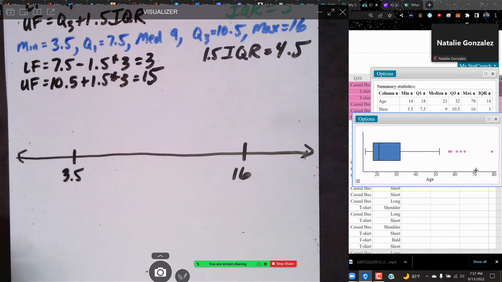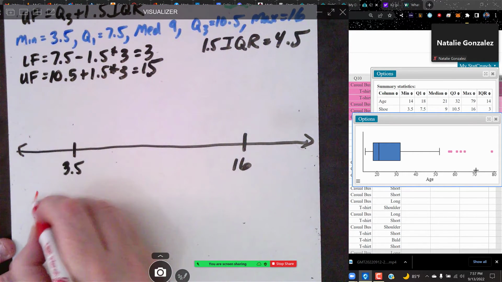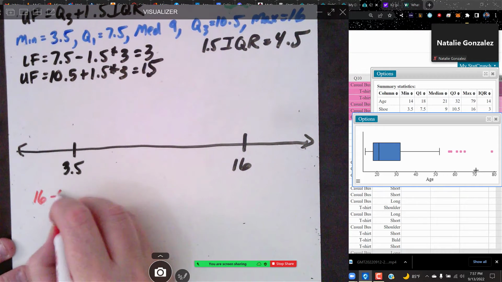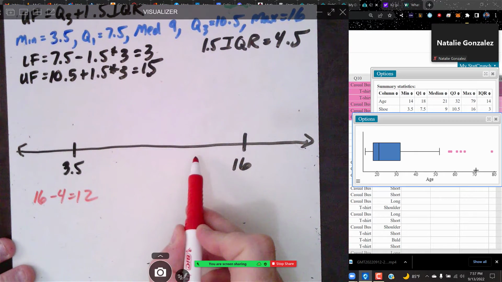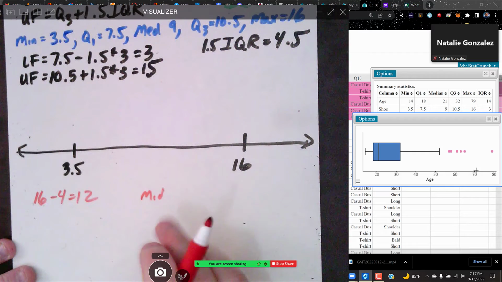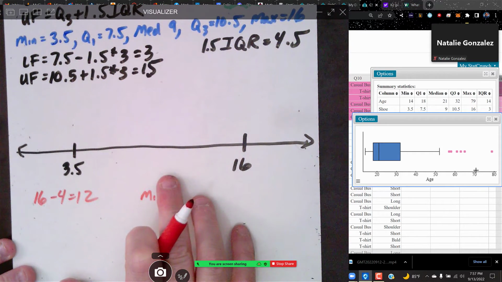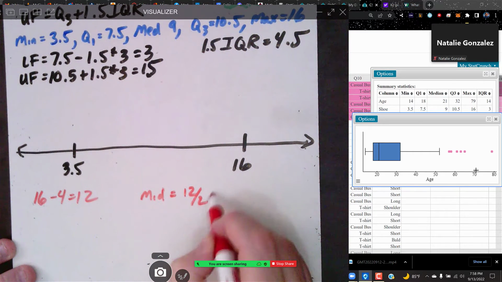Ideally, it helps to know about how far this is. 16 minus 3.5 is pretty close to 16 minus 4. This is just to help you do the next hash marks. I'm going to round this to 4. 16 minus 4 is 12. I should have 12 values in between here, so I can do the midpoint. The midpoint would be 12 divided by 2 is 6.